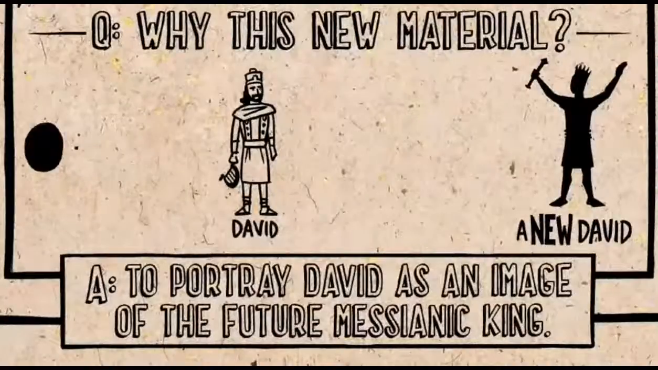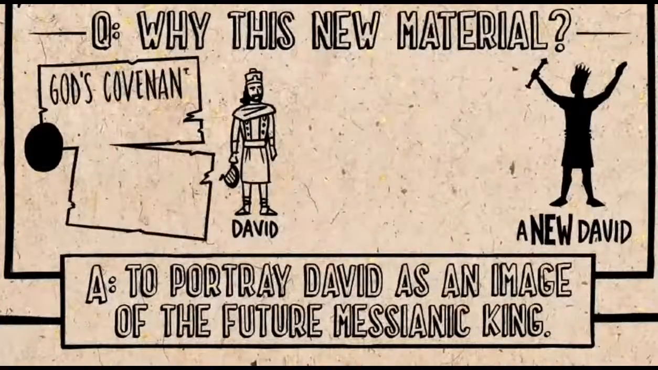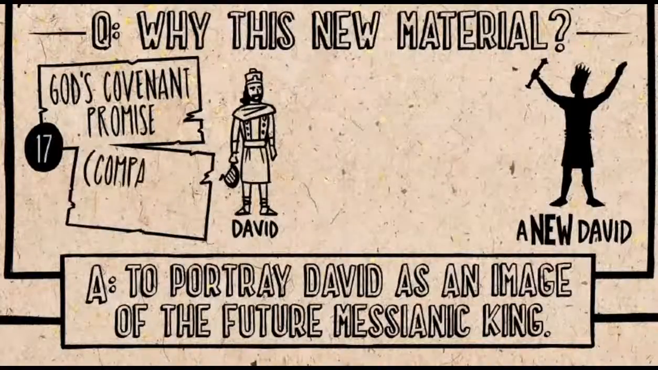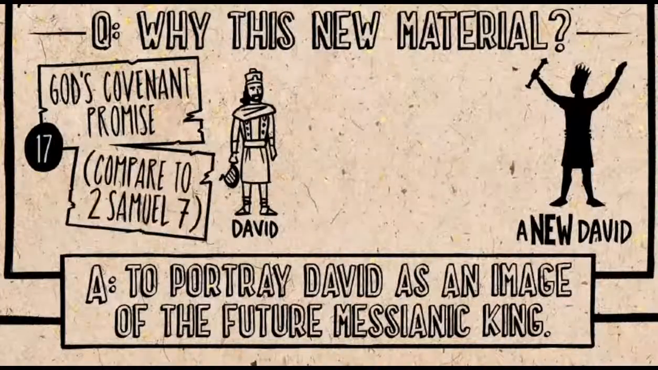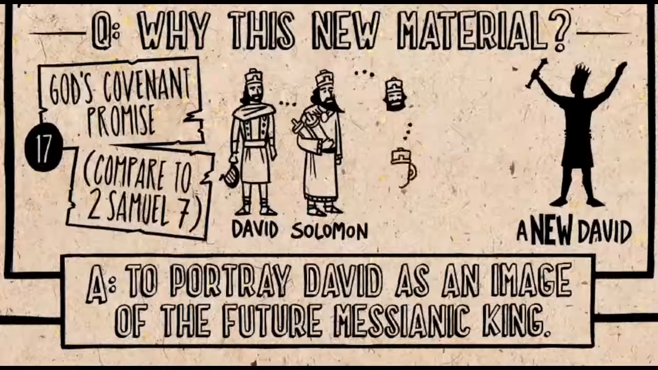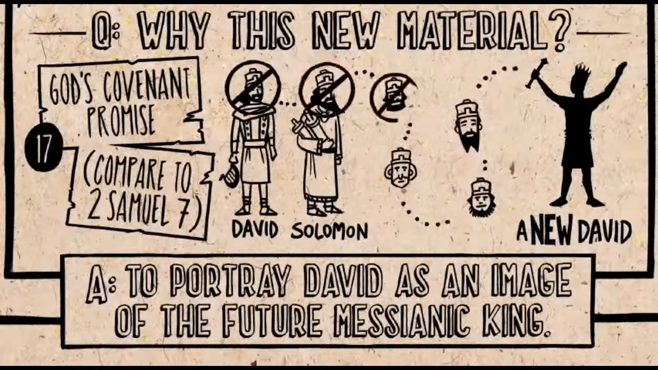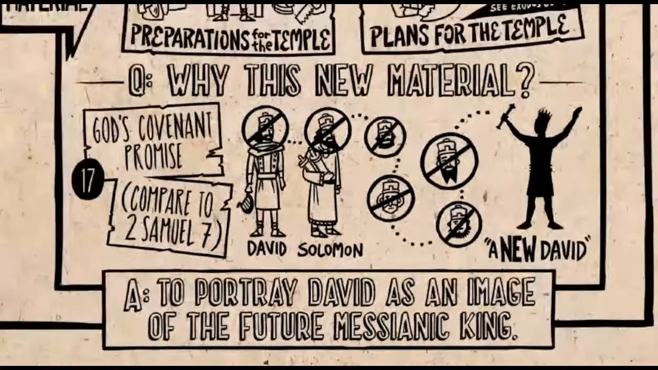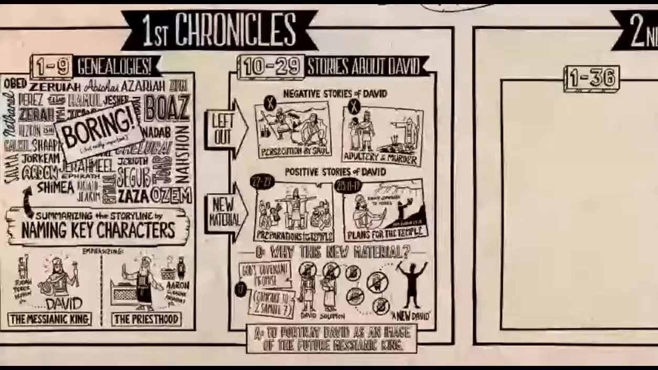This is most clear in how the author retells the story of God's covenant promise to David in 1 Chronicles 17. When you compare this story with its parallel in 2 Samuel 7, you'll see that the author of Chronicles is highlighting that neither David, nor Solomon, nor any of the kings from his line were the Messianic king, and that when the Messiah does come, he will be a king like David. And so for this author, these stories about David from the past are what sustain his hope for the future.